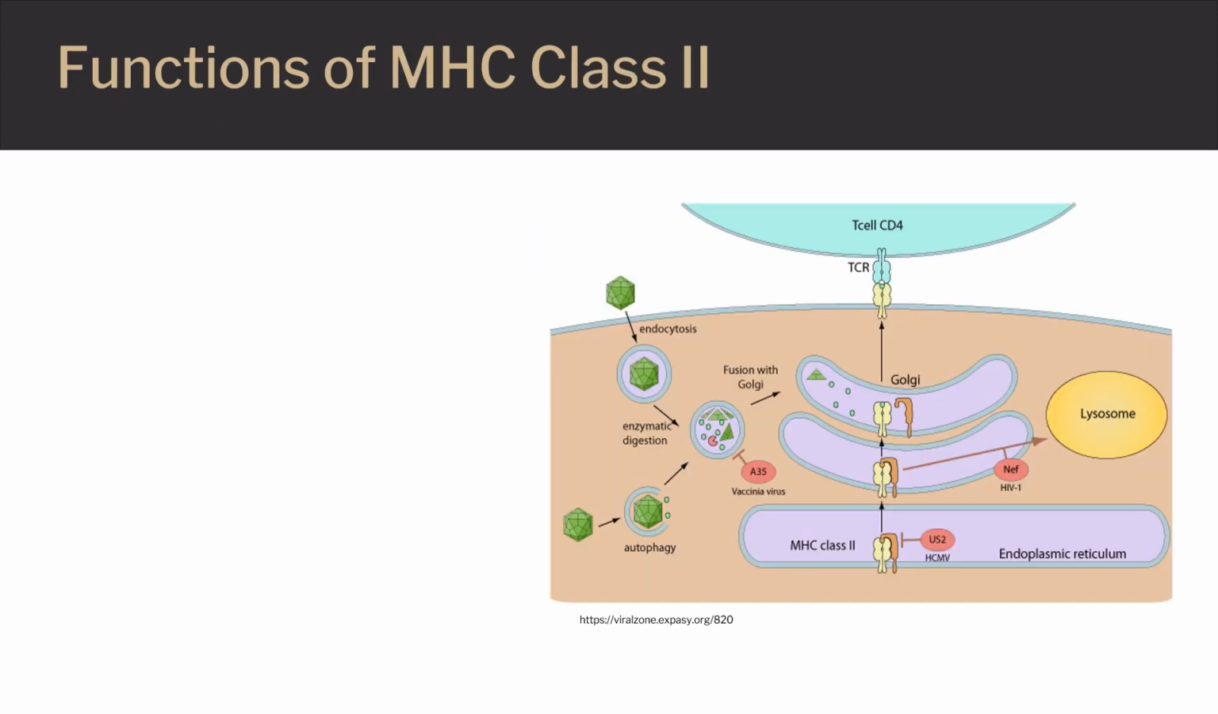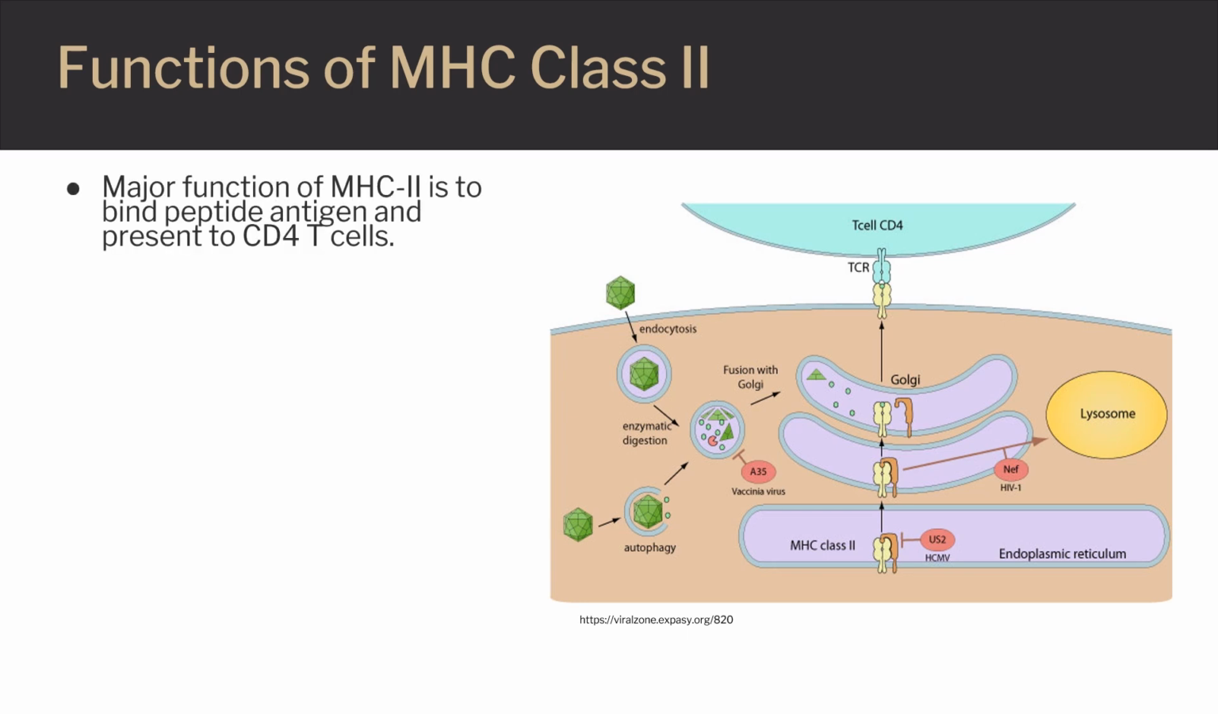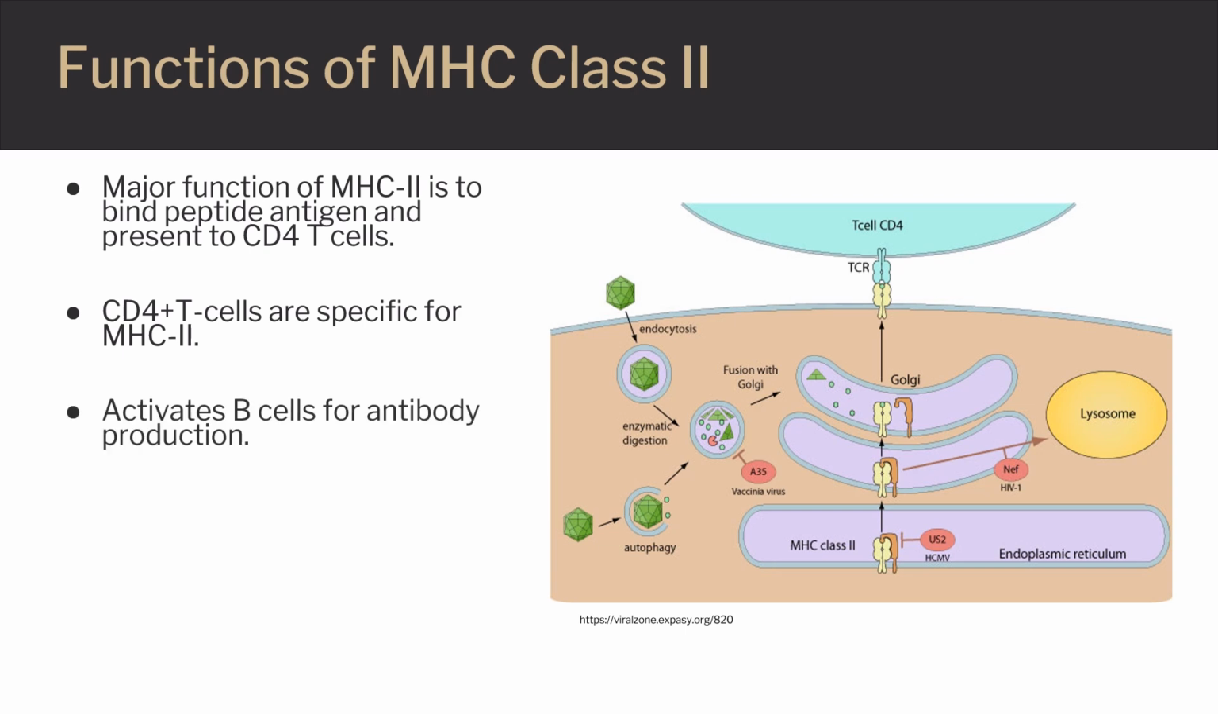Functions of MHC Class II. The major function of MHC Class II is to bind peptide antigen and present it to CD4 T cells. CD4 plus T cells are specific for MHC2. This activates B cells for antibody production.